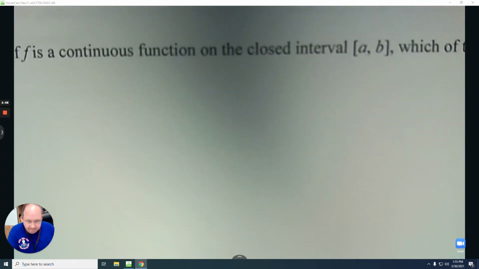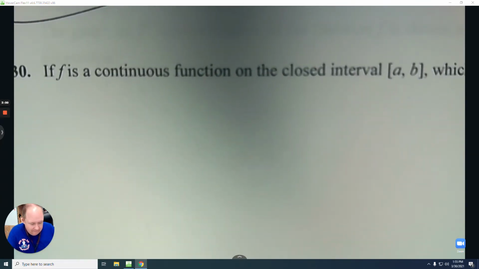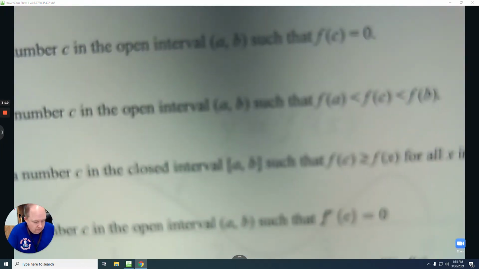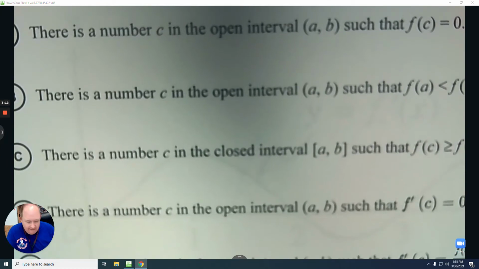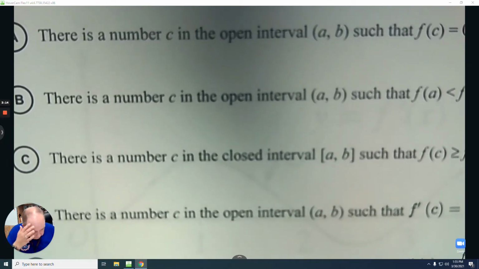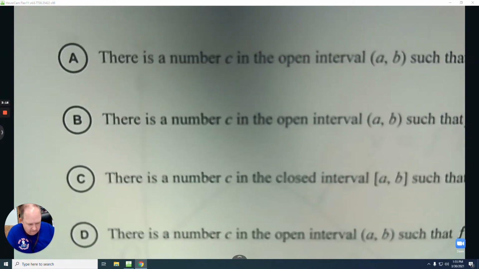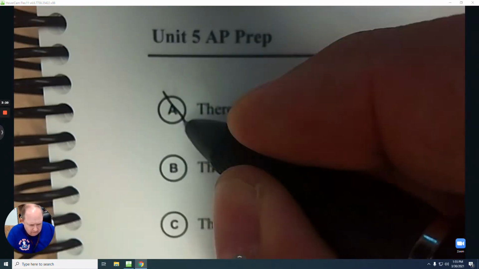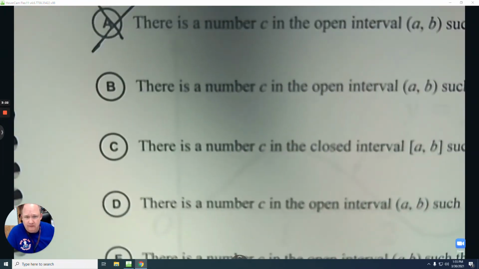Number 30. If f is a continuous function on the closed interval, which of the following must be true if it's continuous? And so I want you to look at each option. If it's continuous, there is a number c so that f at c equals 0 if it's continuous. No. So a function doesn't have to equal 0 on there if it's continuous.